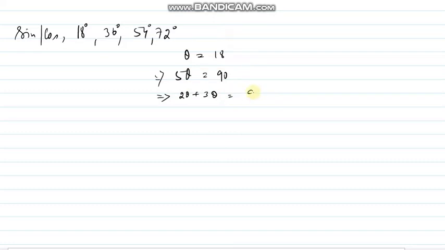Hello everyone. In this video we are going to find the value of some angles like 18, 36, 54, 72 degrees with respect to the trigonometric ratios of sin and cos. So first, if I start with sin 18, we will take theta as 18. Can we write 5 theta equals 90? And 5 theta can we write as 2 theta plus 3 theta?